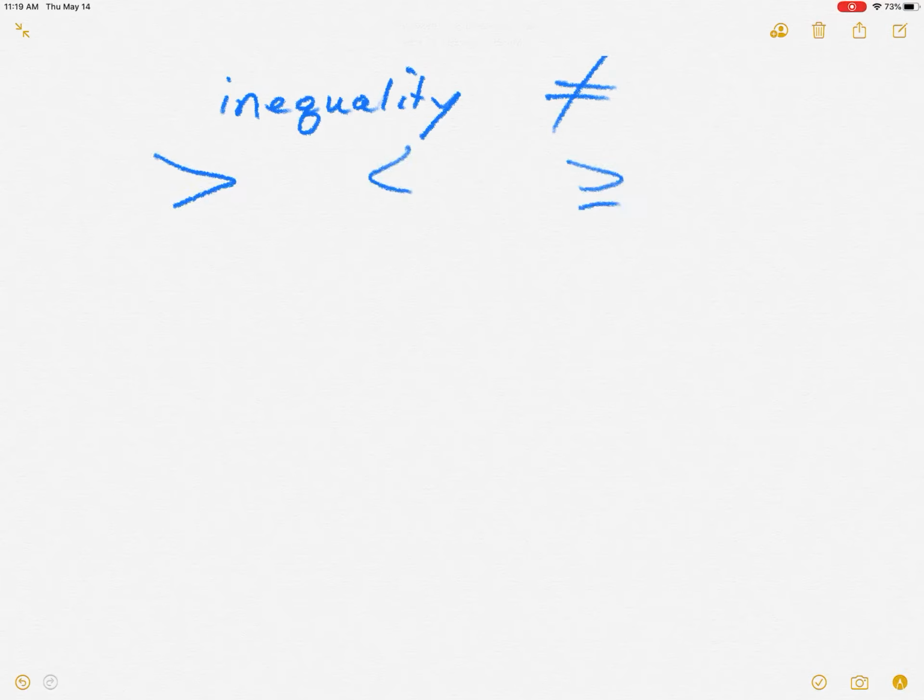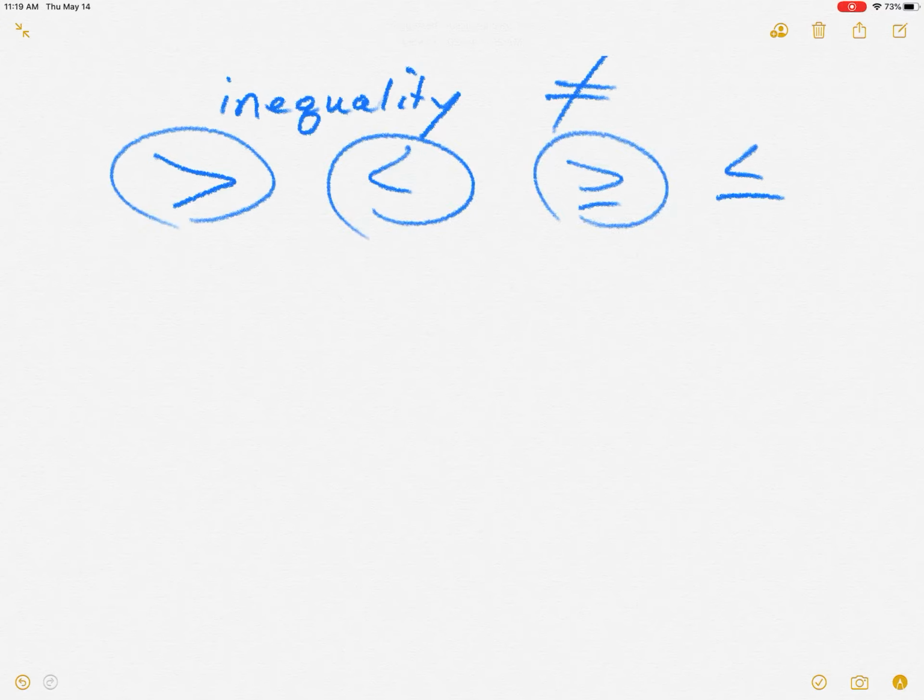Or maybe we have something that looks like that. So we've got a greater than sign, a less than sign, a greater than or equal to, or a less than or equal to sign. So one problem that we might see is a minus 4 is greater than 14.